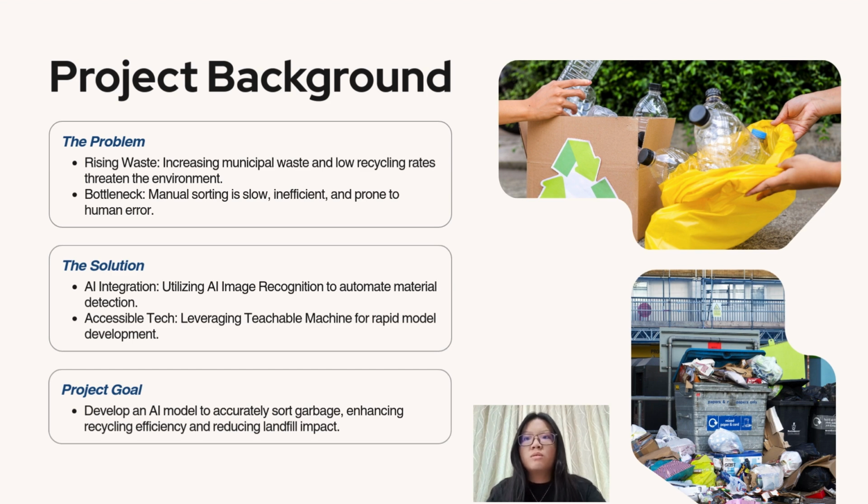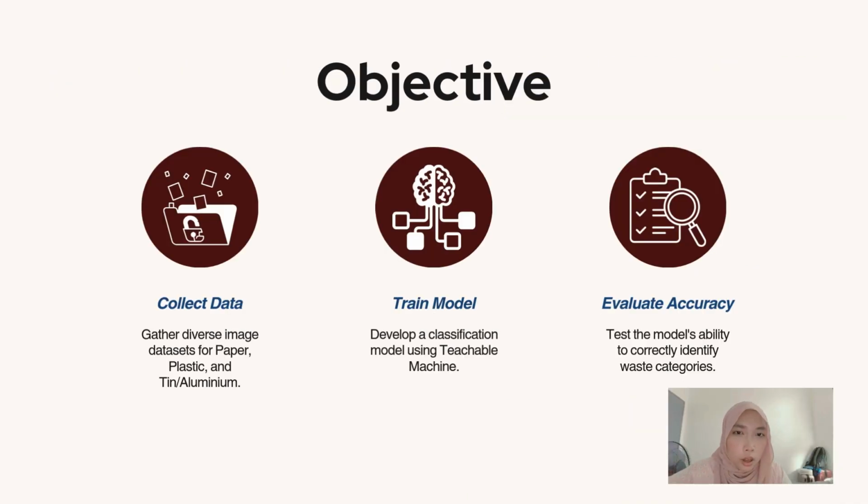So for the project goal, the objective is to develop an AI model that accurately sorts garbage to enhance recycling efficiency and reduce landfill impact. Our three main objectives are to collect data, train model, and evaluate accuracy. For collect data, we gather diverse image datasets for paper, plastic, and tin or aluminium. For train model, we develop a classification model using Teachable Machine. And lastly, to evaluate accuracy, we test the model's ability to correctly identify waste categories.